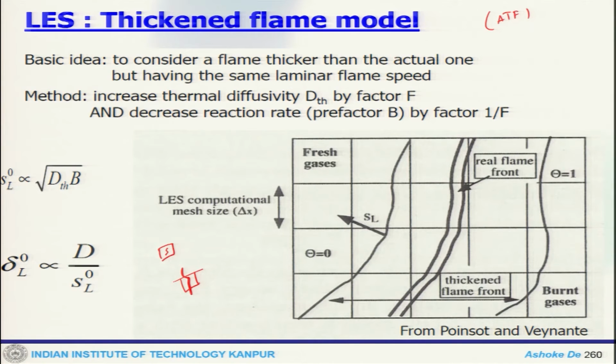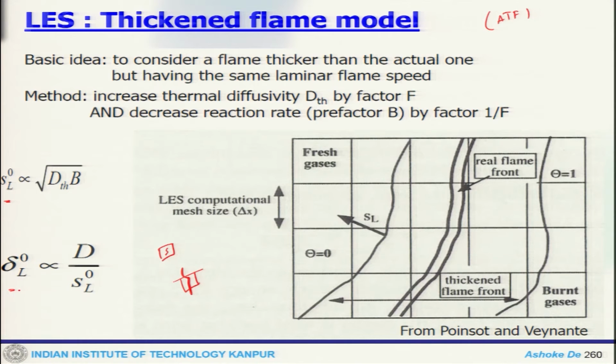So the whole idea is that if we artificially thicken the flame front, then we would be able to resolve it in the computational grid. Now the question is how one can artificially thicken the flame front. The whole idea is that the way this thickening is done, it doesn't change the basic flame properties like laminar flame speed and flame thickness.